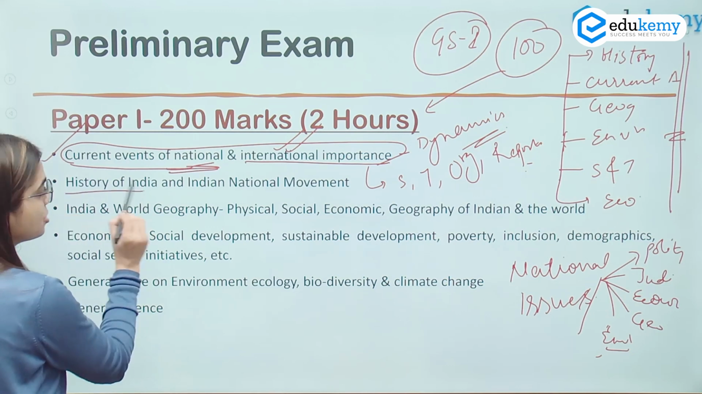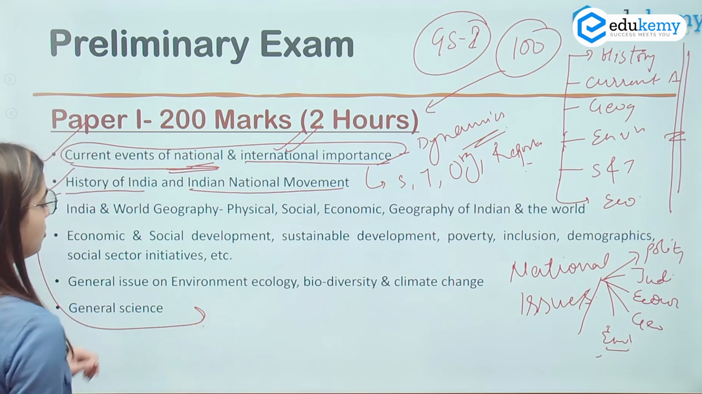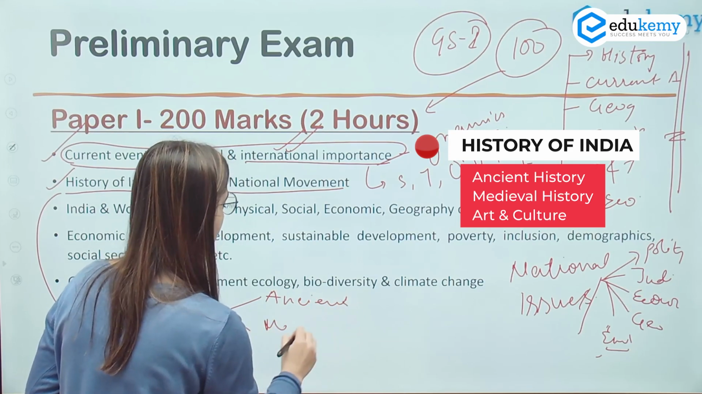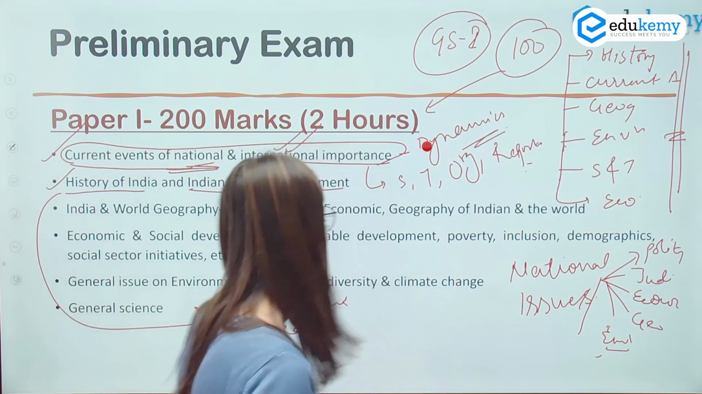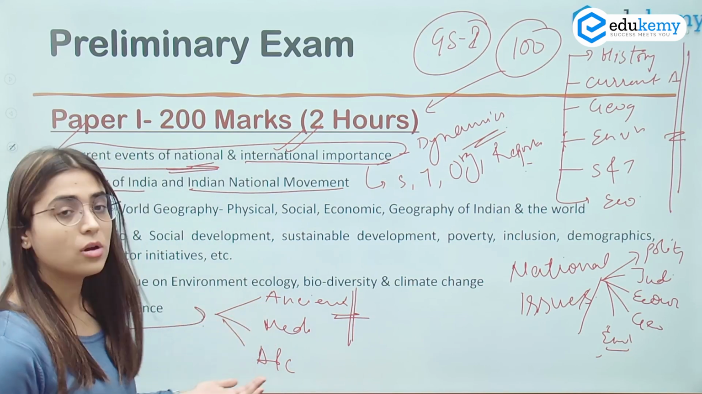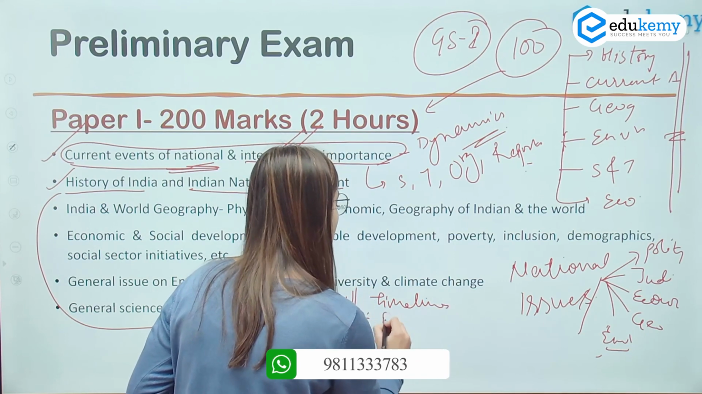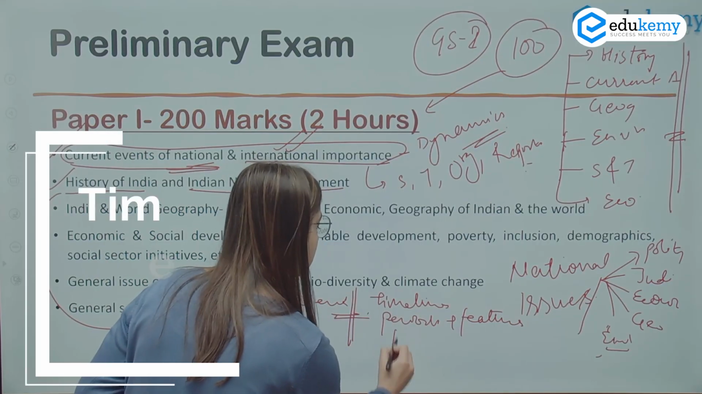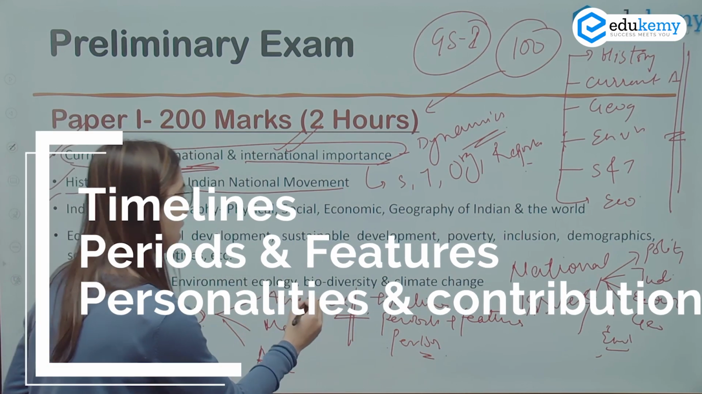Now the next part is history of India and the Indian national movement. We can break this part further. In history of India, we can break it into ancient history, medieval history, and art and culture. When we talk about ancient and medieval history, what we need to keep in mind is that you need to know the important timelines, the important periods and their features, and important personalities and their contributions. All this you must read under this section.